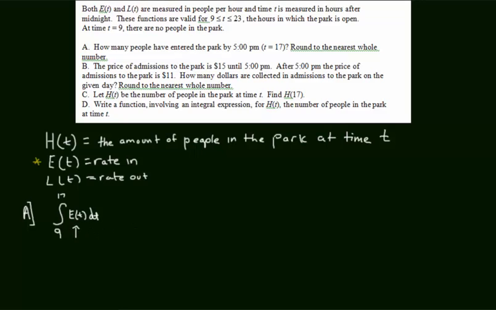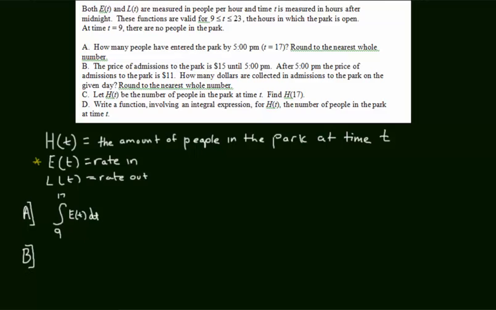E of t is a rate, and dt is a time. So the number of people per hour times the time would give you the number of people, rate times time. When you integrate over a rate, you get an amount of stuff, a quantity.